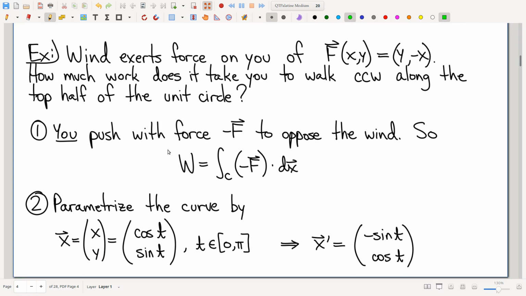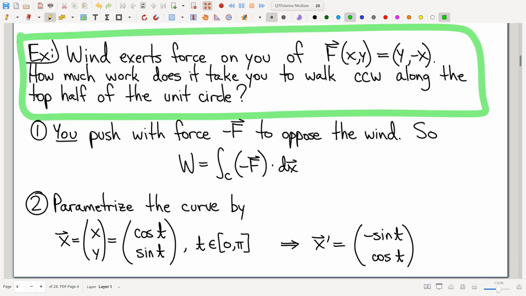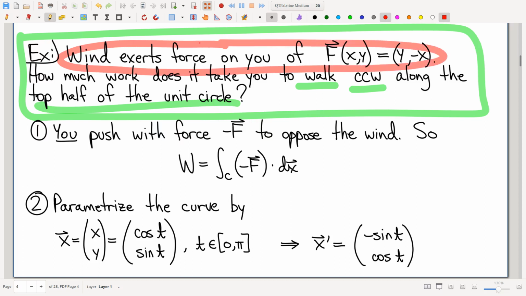Here is a real-world problem. I am walking counterclockwise along the top half of the unit circle, and as I walk, there is a force being exerted onto me. And in particular, there's wind blowing at me. And if you think it through, if there's a force applying to you this way, then you have to exert an opposing force the other way so that it doesn't blow you over, right? Most of this is kind of subconscious. You don't consciously think about it.